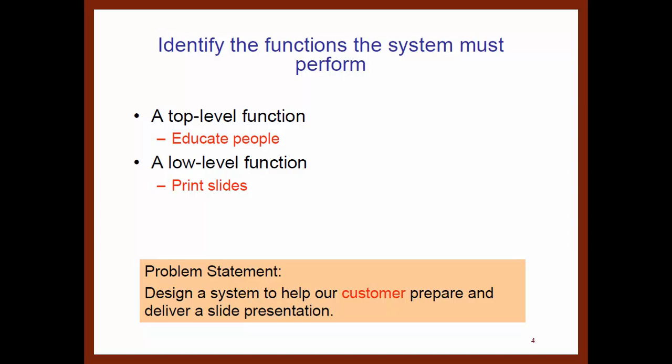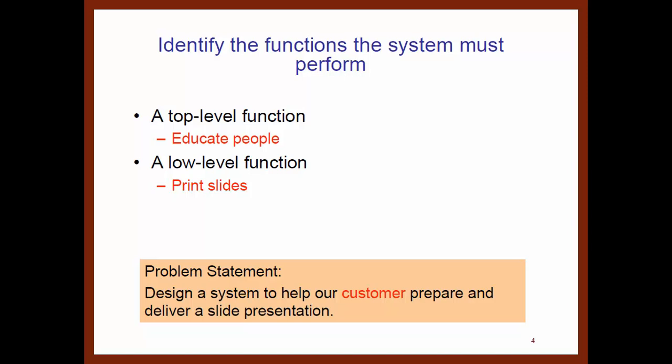After we understand the problem, we want to identify the functions the system must perform in order to achieve that solution. I'm listing just 2 functions here, just to illustrate the example, but this type of system must have a lot of functions. I'm listing a top level function of what this system would do. A top level function will be to educate people, like we do here in the university. We use these systems to lecture and to educate the students. But for a low level function, the system must also allow you to print slides. If you want a hard copy of the material that you're presenting, then the system should be able to perform that function at the low level.